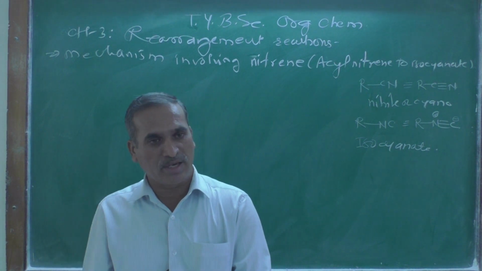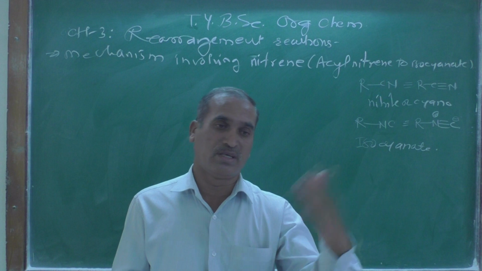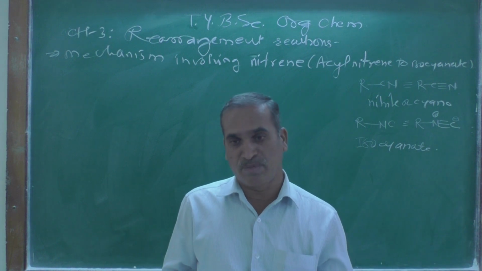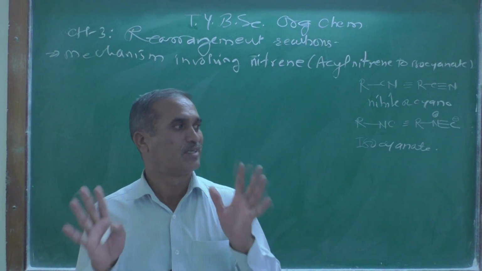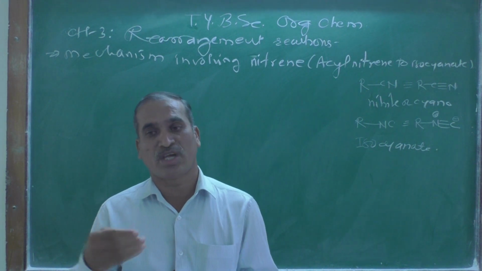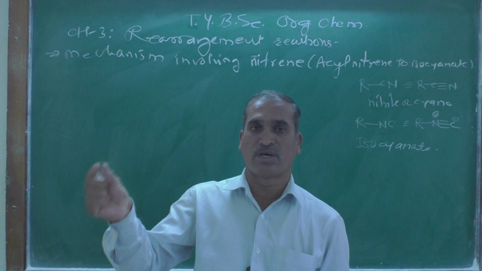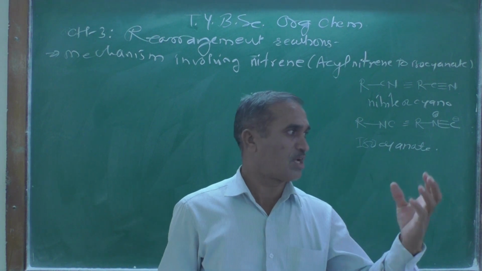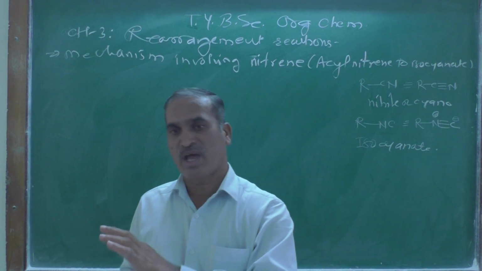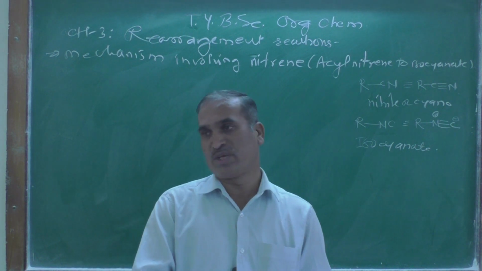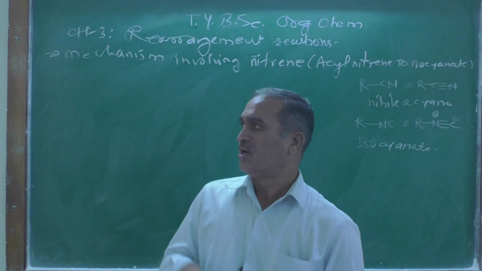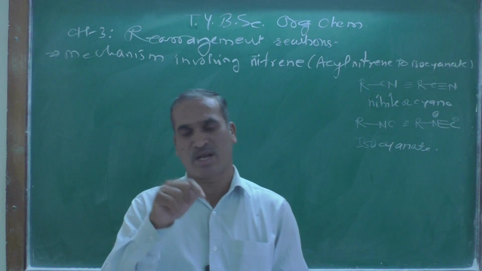The reason behind it, you already learned in your third semester in chapter number 1. There we learned acidity and basicity. There are 3 natures: acidic, basic and neutral. So amides are mainly neutral in nature, even though they contain a nitrogen atom.